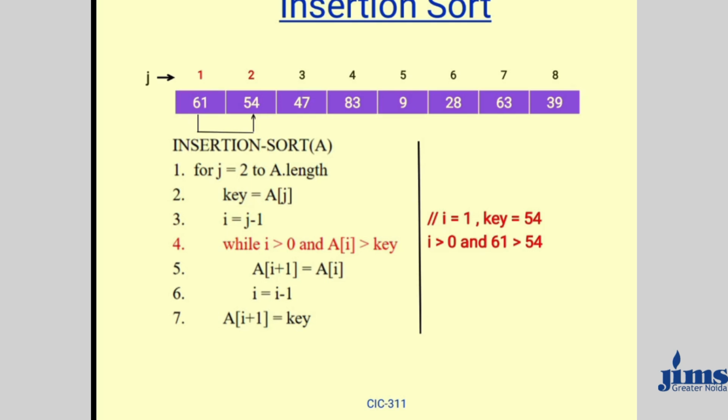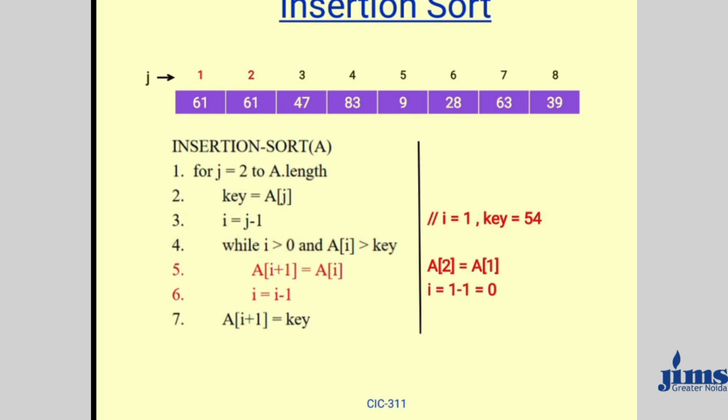Now 54 will be compared with 61. Since 61 is greater than 54 and we have to sort in increasing order, 61 will be shifted to the second position, that is it will replace 54. Now if you have a look at the code, line number 4 says that while you don't reach the leftmost position, that is while you don't reach i equal to 1, and until the value of the array comes out to be greater than the value which we are inserting, that is 54 in this example. What is it supposed to do next? Have a look at line numbers 5 and 6.